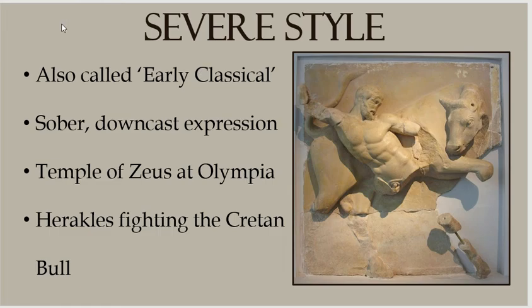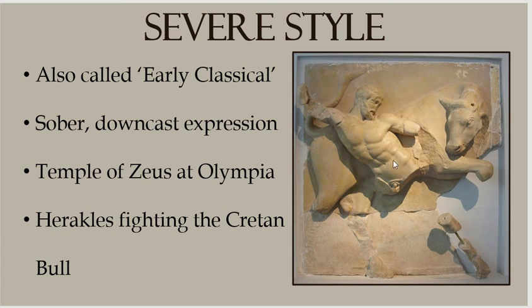So next up is the severe style, and this is also referred to as early classical. Now that archaic smile is completely gone and has been replaced with the sober, sort of abstracted or downcast expression, prominently featuring heavy-lidded eyes. And the hair on these types of sculptures was usually represented by a mass of simple wavy lines on the head.